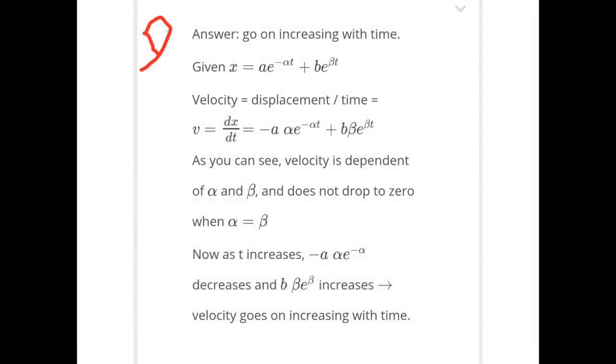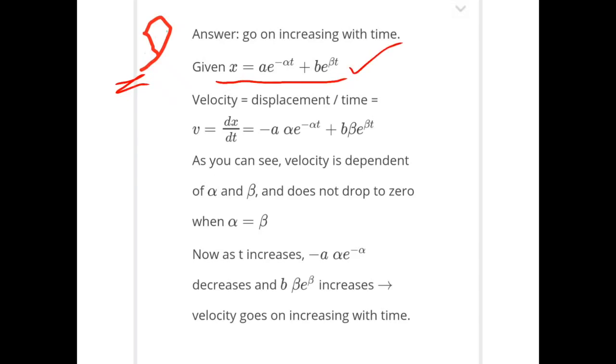The answer for question number 9 is option D. Here the alpha and beta are correctly mentioned in the solution, but in the question alpha is mentioned as A and beta is mentioned as B. Now here it is corrected. x is equal to a e power minus alpha t plus b e power beta t is the given equation.